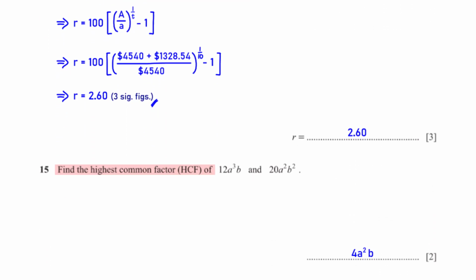Find the highest common factor of 12a cubed b and 20a squared b squared. The highest common factor of 12 and 20 is 4. The highest common factor of a cubed and a squared is a squared. And the highest common factor of b and b squared is b. So we have 4a squared b.